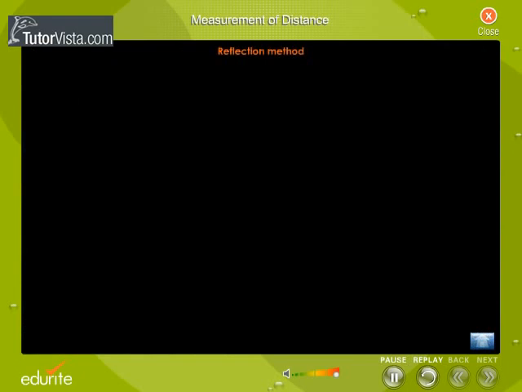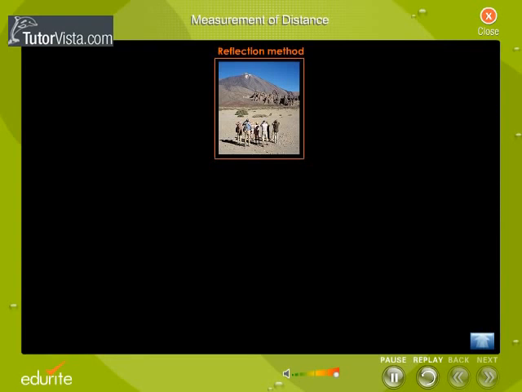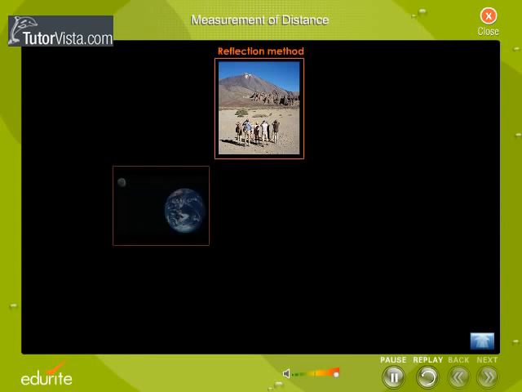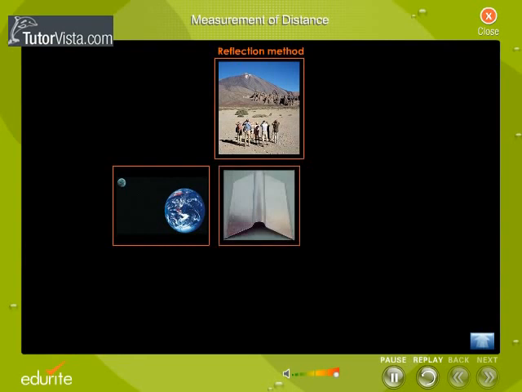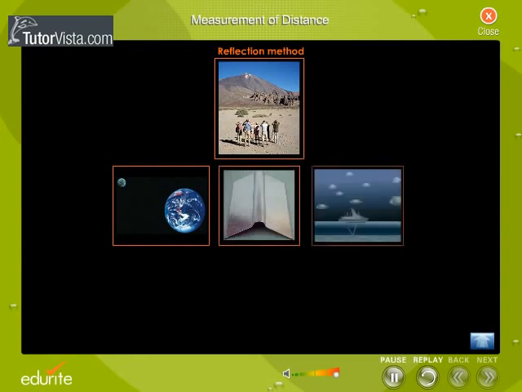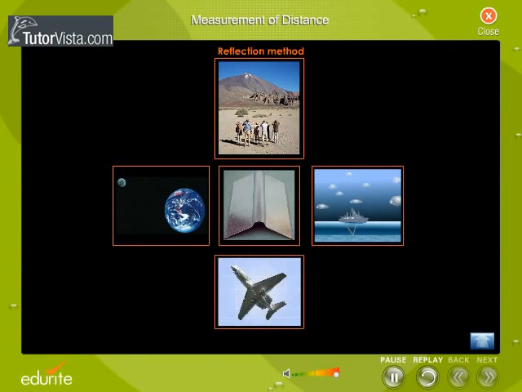Reflection method. Reflection method uses the principle of reflection of waves from objects. This method is used to measure the distance of a hill from an observer, distance of the moon from the Earth, thickness of a metal sheet, depth of oceans, and it is also used to locate aeroplanes. Here we are going to discuss how reflection method is used to find the depth of oceans.